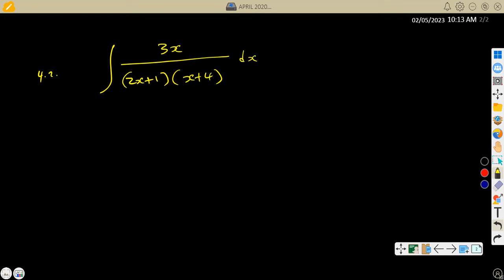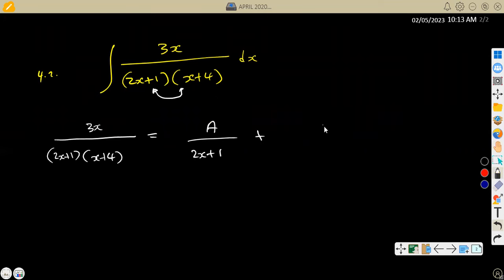So if we are to check, guys, on the denominator we actually have 2 brackets which are already factorized. So these are linear factors. So how do we convert into partial fractions? We know that this is going to be a over this plus b over that plus c over that and so on over the linear factors. So we are simply saying 3x over 2x plus 1 into x plus 4 is equivalent to a over the first term, which is 2x plus 1, plus b over the second part, which is x plus 4.